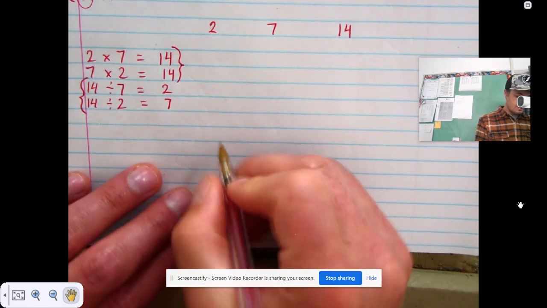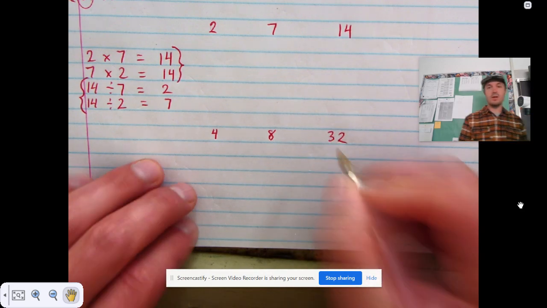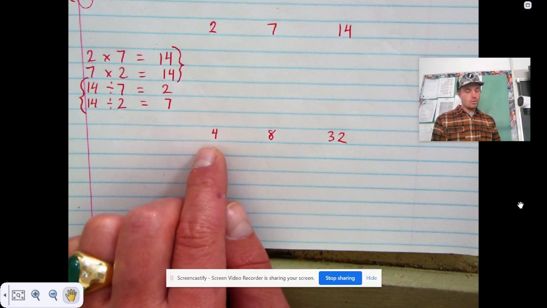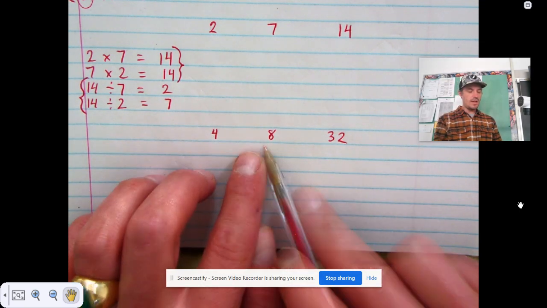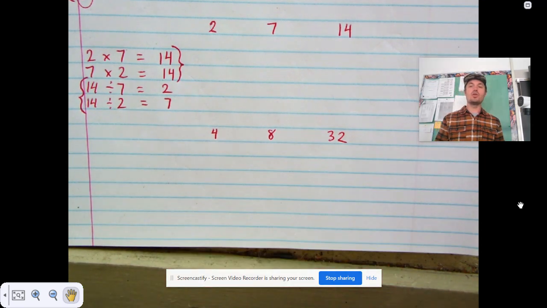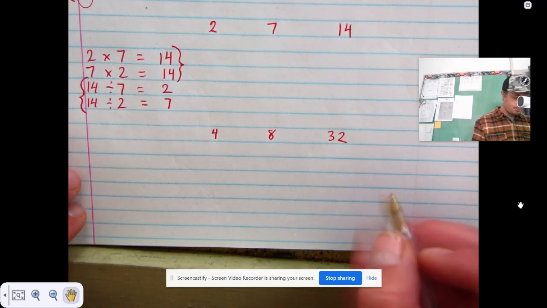Let's say we have 4, 8, and 32. Now, can I just pick any three numbers? No. I wouldn't be able to pick 4, 8, and 45. In fact, once I pick the 4 and the 8, the only other number I can pick is 32, because these three numbers have to go together as a fact family. So I can't just pick any three numbers randomly. I have to pick three numbers that go together.